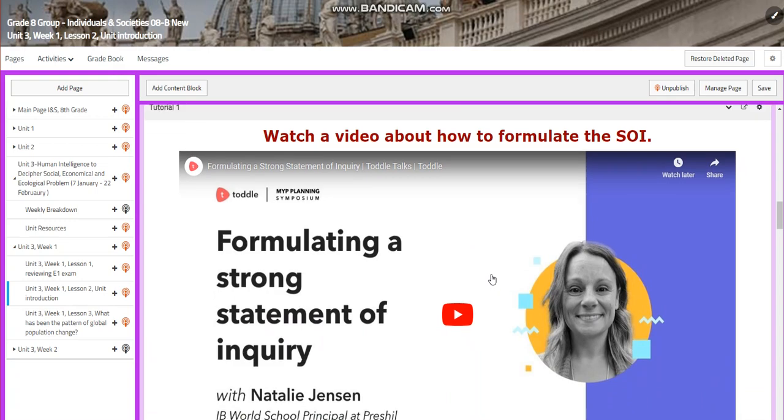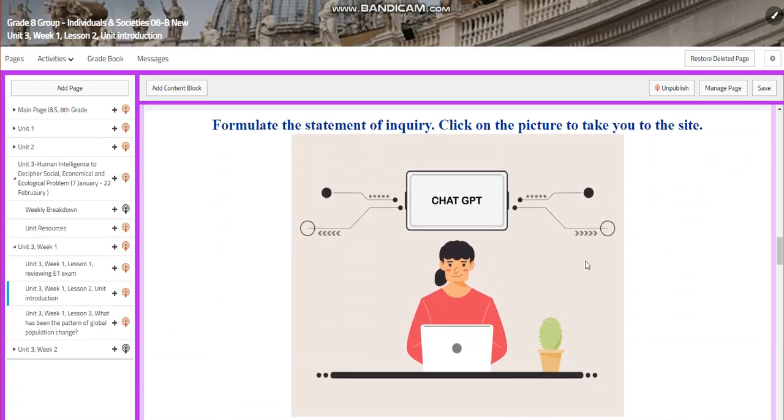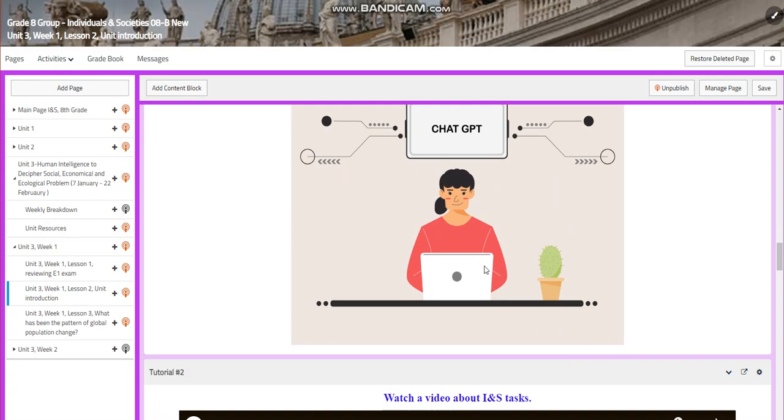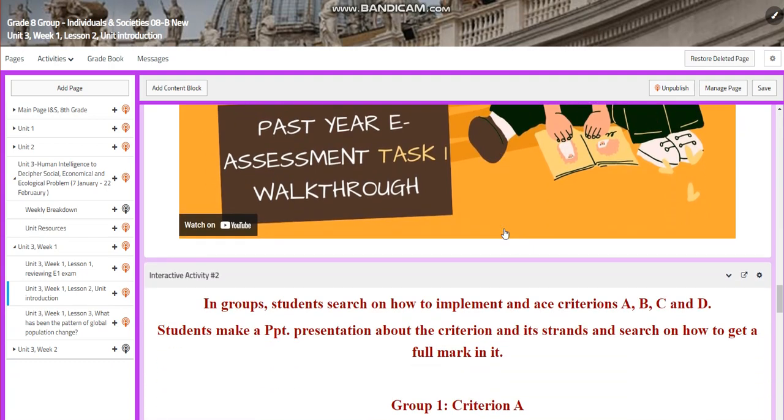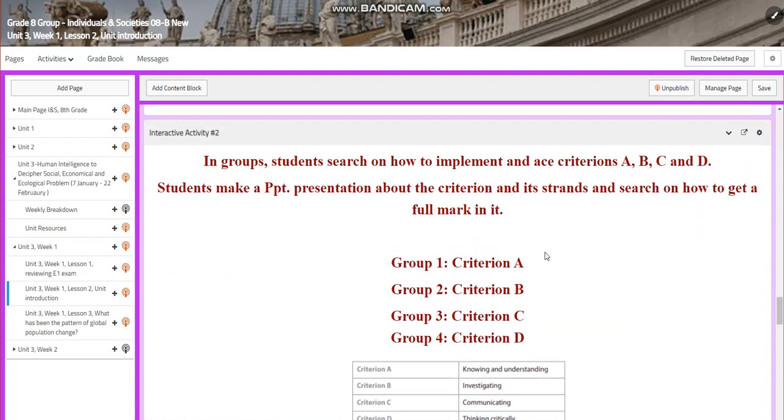You're going to watch a video about how to formulate the statement of inquiry, and you're going to formulate it using ChatGPT. You'll watch a video about INS tasks, MYP individuals and societies, and in groups, you're going to search on how to implement and ace criteria A, B, C, and D in individuals and societies. You will make a PowerPoint presentation about the criterion and its strands and search on how to get the full mark in it.